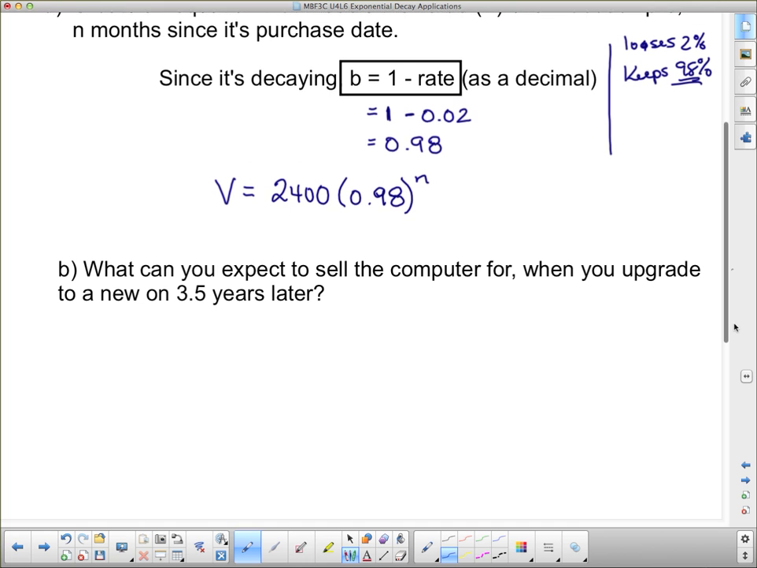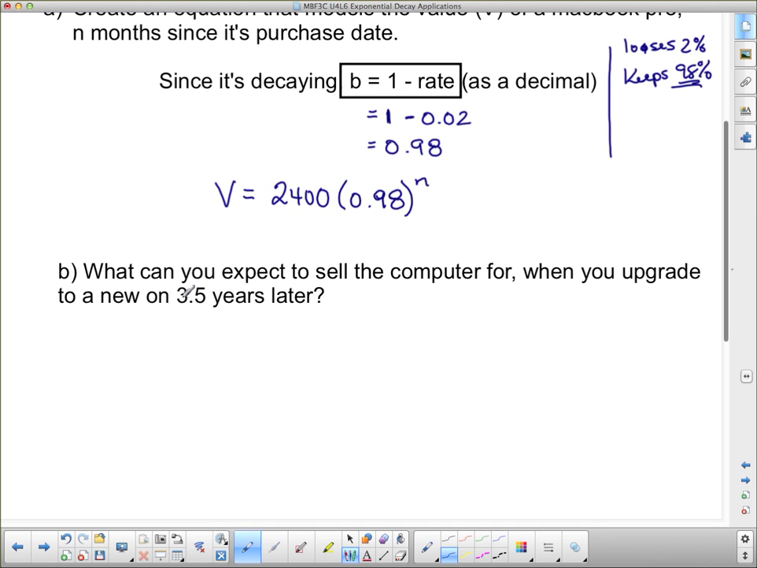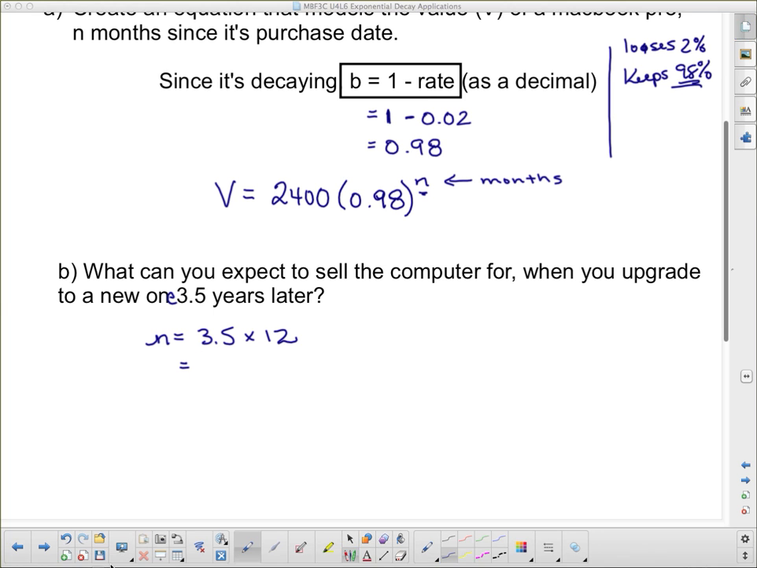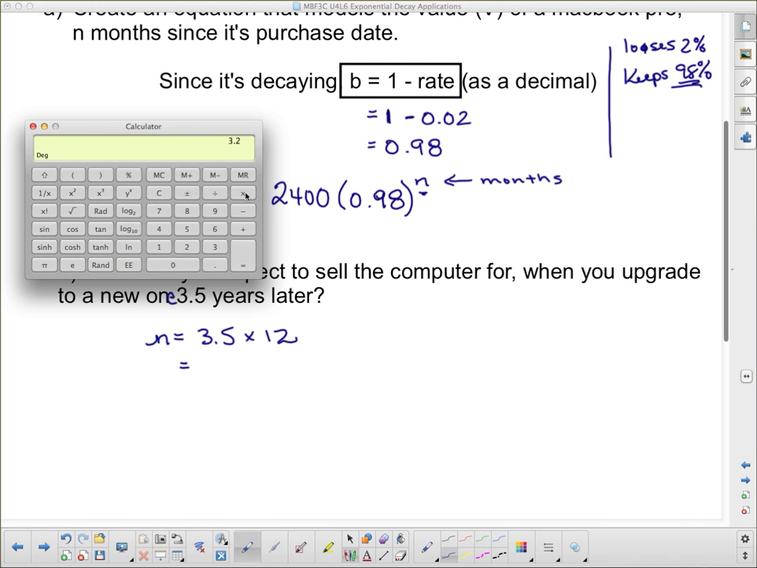What can you expect to sell the computer for when you upgrade to a new one 3.5 years later? Well, remember that this n is in months, so we have to figure out how long we've had it in months. So there's 12 months in a year. To figure out n, we take the 3.5 years we were given and multiply it by the 12 months in a year. Okay, so that's going to be 3.5 times 12 is, that's not it.